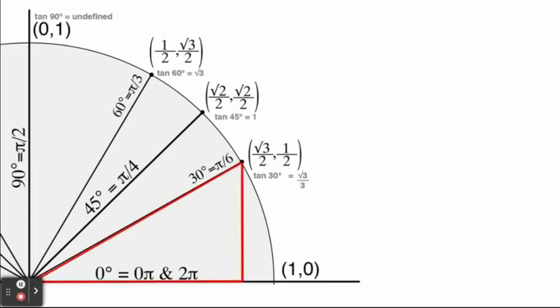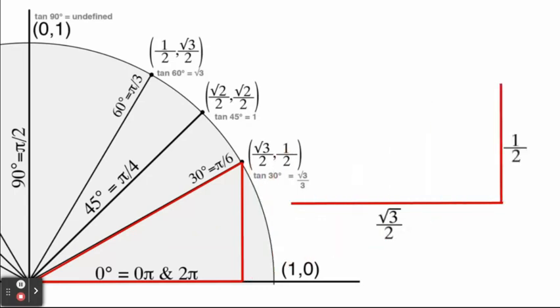So think of this as being part of a triangle, with the vertical leg on the bottom being square root 3 over 2 long on the x-axis, and being 1/2 high on the y-axis. And naturally, the hypotenuse is 1 unit long.